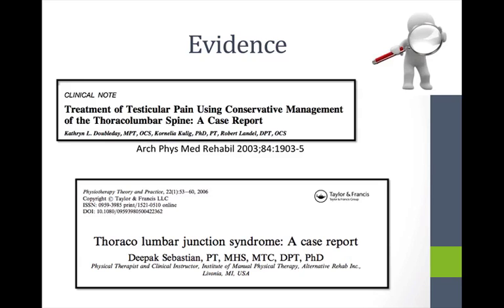So, what does the evidence have to say about the treatment of thoracolumbar junction dysfunction with manual therapy? Well, a search on Medline came up with very few hits. Here we can see 2 case reports, level 4 evidence for manual therapy in patients with thoracolumbar dysfunction.